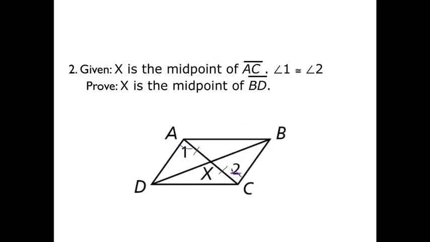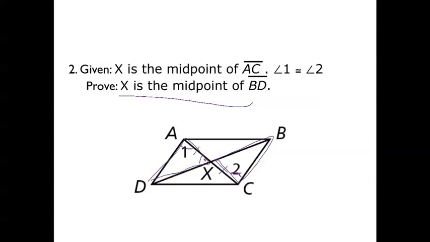Well, this one's pretty simple as to how I'm going to show that X is the midpoint of BD. That's what I'm trying to prove here. I'm just going to show that the triangle on the left, so AXD, is congruent to the triangle on the right, with BX and C as sides. And how am I going to do that?